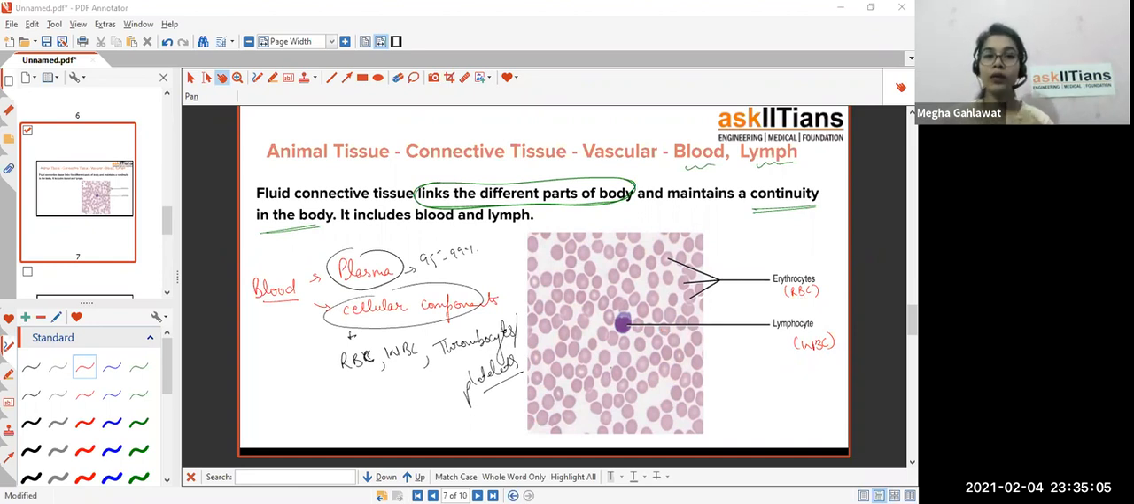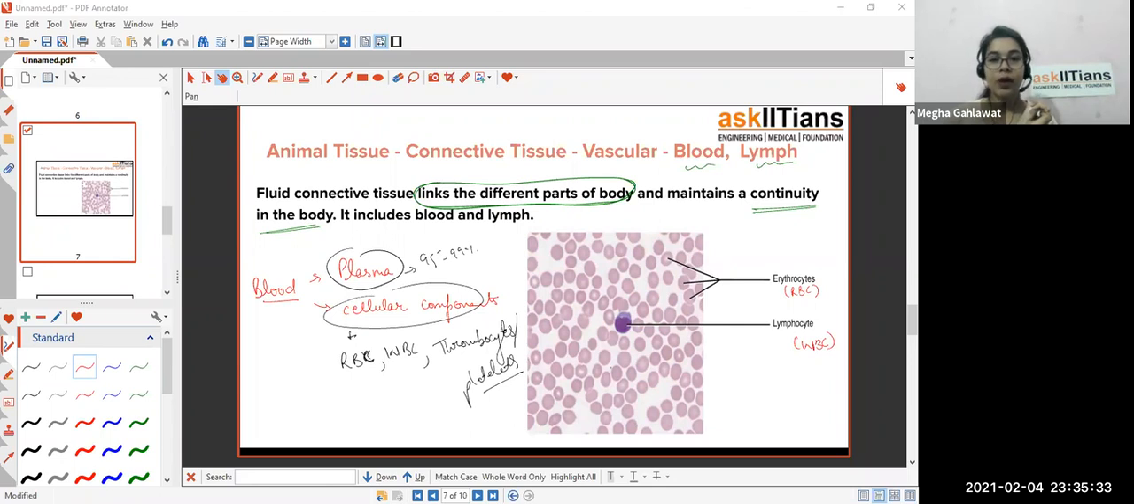So we'll do one thing. We'll discuss the plasma. We'll discuss the leukocytes. We'll discuss the RBCs. And we'll discuss a little about the blood platelets as well. So moving forward to the plasma, plasma has a lot of proteins which are required in the blood for clotting and for different functions to be carried out by the blood, which we'll be discussing.